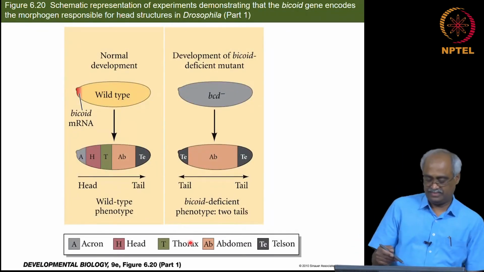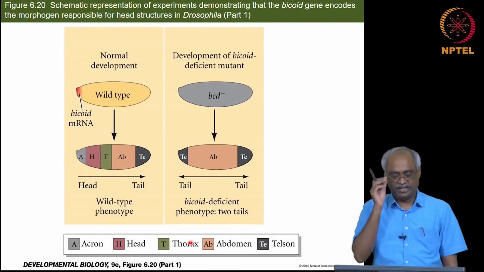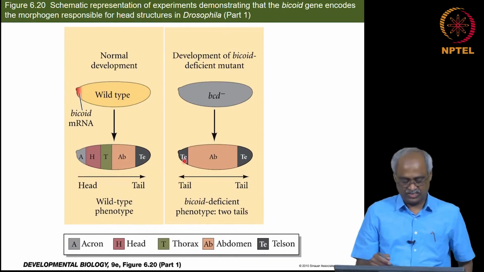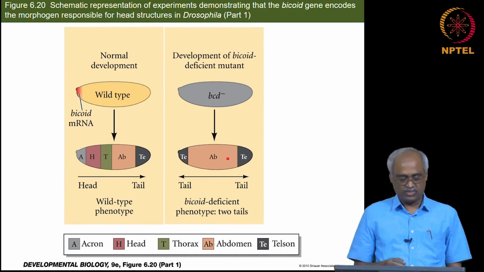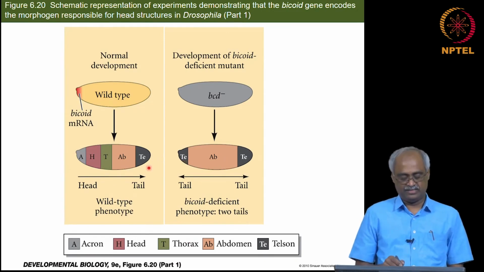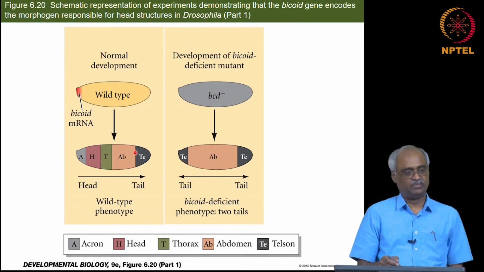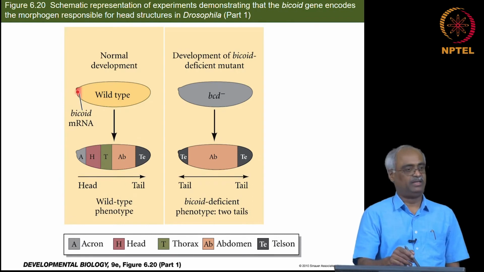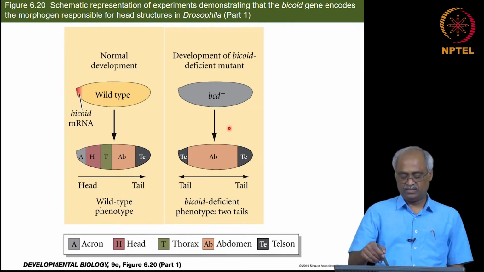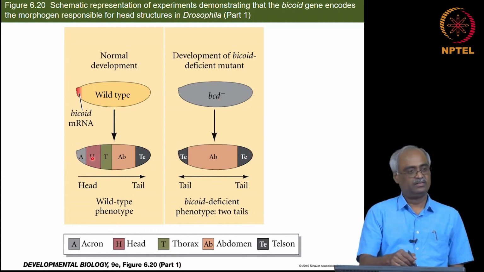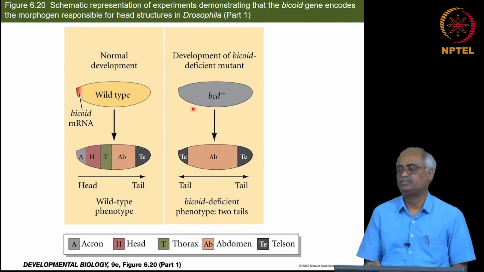So, this is the same experiment we have already discussed. This is just that it is having more specific labels like acron, telson is marked here, and head, thoracic and abdominal segments are marked, and this is the structure wild type forms by having bicoid here. Now, if you do not have it, it forms abdomen, telson, indicating that the anterior structures like this acron, head and thoracic, these formation required bicoid. Okay.